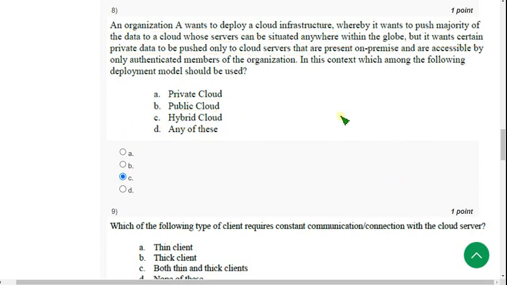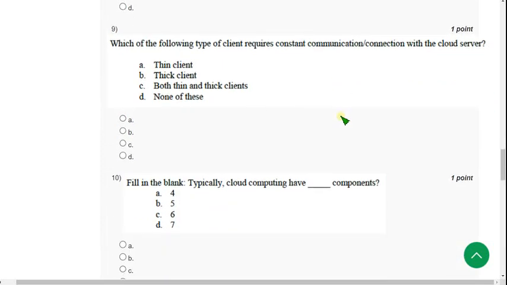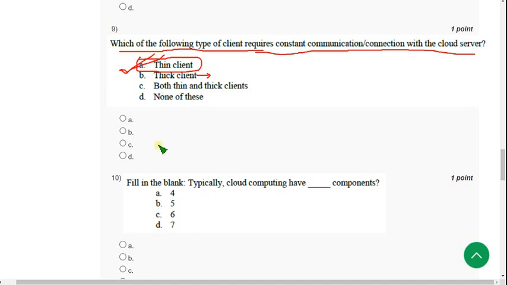Moving on to the ninth question now. Which of the following types of client requires constant communication or connection with the cloud server? So for the ninth question, the answer is option A, thin client. Because a thick client doesn't need a constant connection, so the answer is option A, thin client. Mark option A.